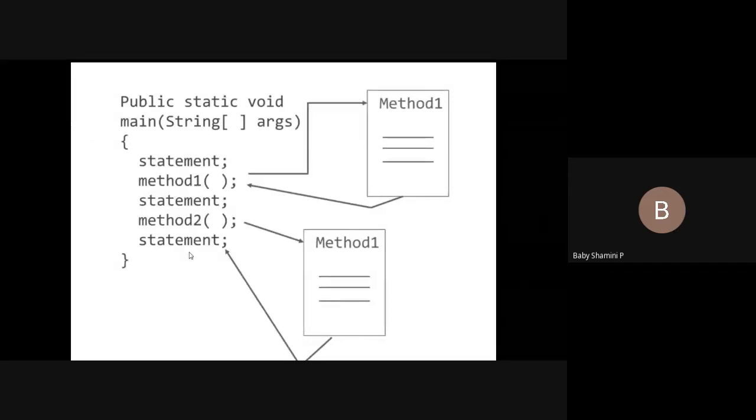This is the main function. I'm going to declare two methods, method 1 and method 2. Using a function call statement, I call the function definition, method1 semicolon. Once the control reaches this method1 semicolon, it moves to the function definition of method 1. Next one, method2. If control reaches the method 2 function call, again it moves to the method 2 function definition.